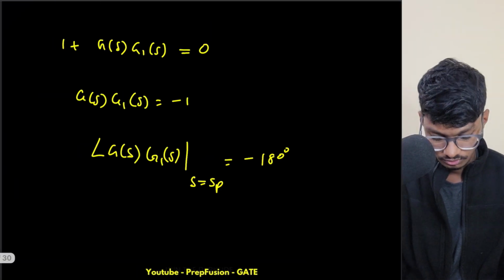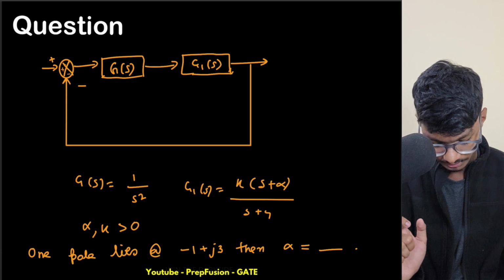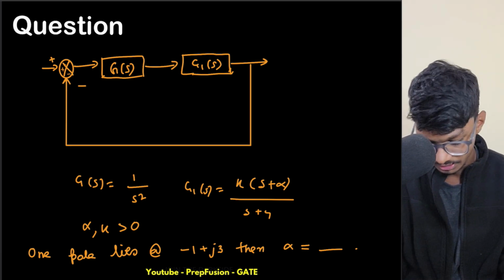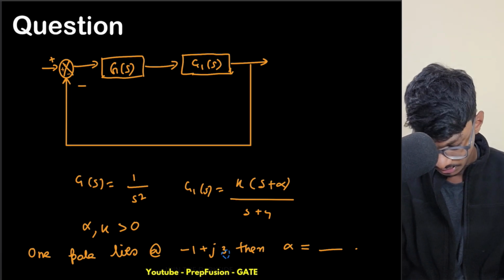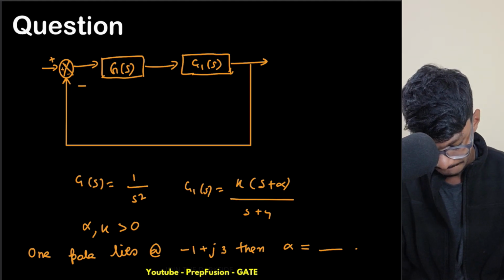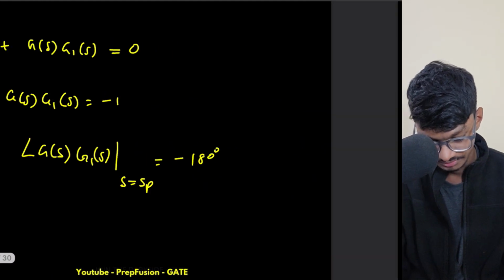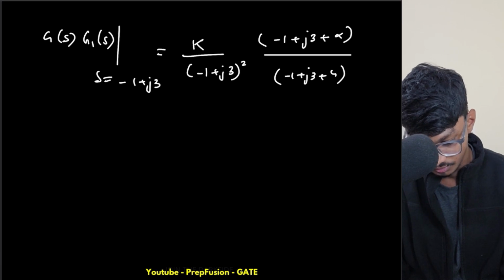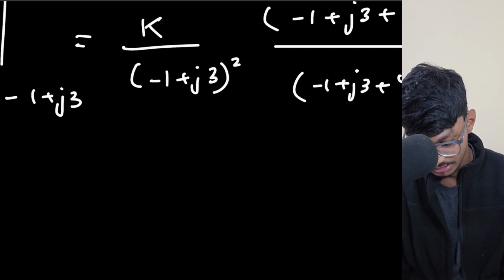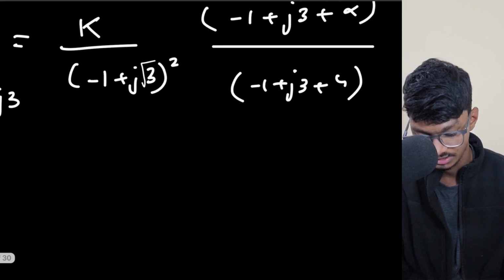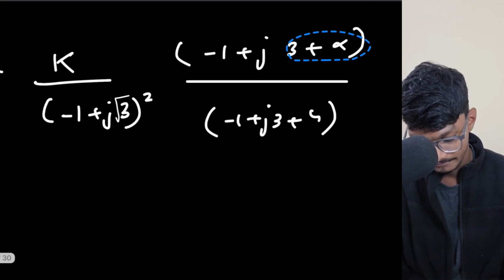I think I may have made one mistake: this will be root 3. Yes, sorry, this won't be 3, this will be root 3. I just remembered something. So all of this will be root 3. That's why, when I was initially solving this question, I was taking 3, and my answer wasn't matching. I forgot to change it.